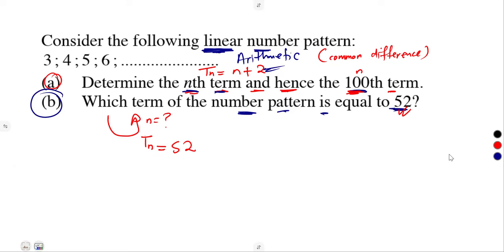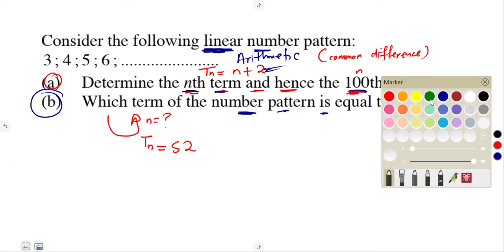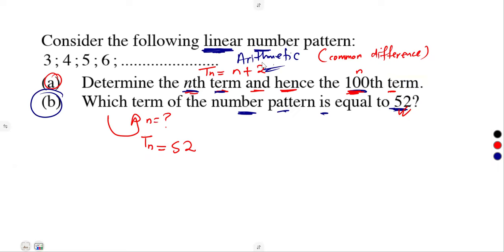What are we going to do? We use what we already calculated before. The representation of the nth term can be used to answer any question. Any question. So if we understand that Tn is n plus 2, and Tn is 52, then in place of Tn, put that 52.